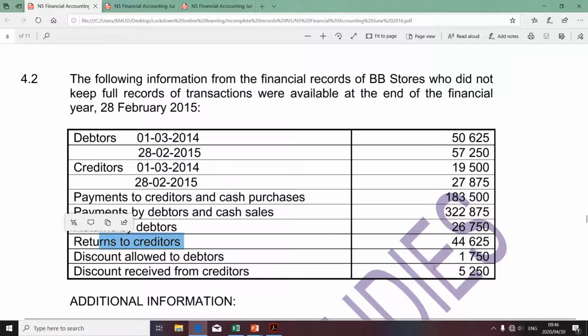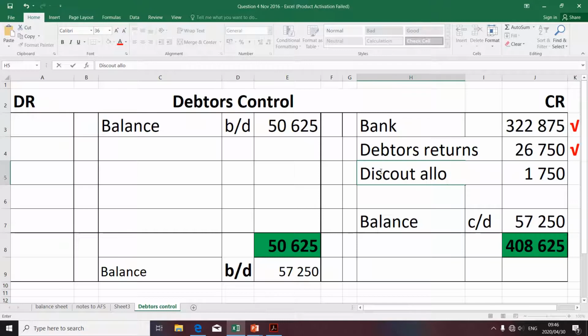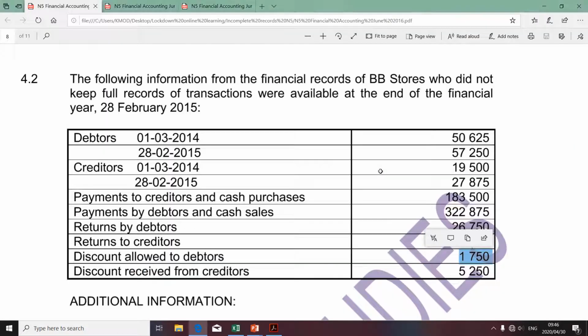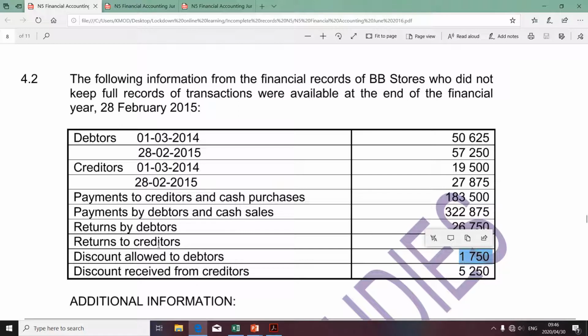Discount allowed to debtors to encourage them to pay on time. We're going to take that amount, we're going to put it on the credit side because it reduces the balance of debtors. The contra account will be discount allowed. Discount allowed. Let me fix my spelling. Discount allowed. There you go. The next transaction relates to discount received from creditors.